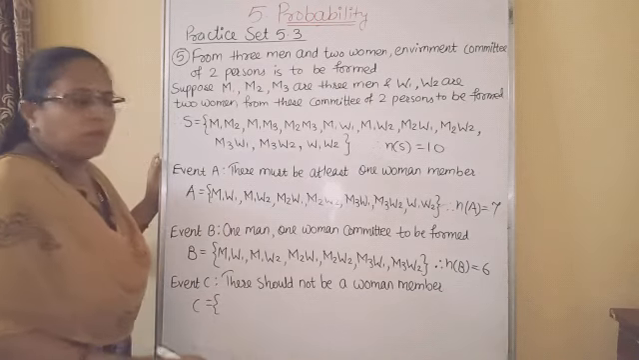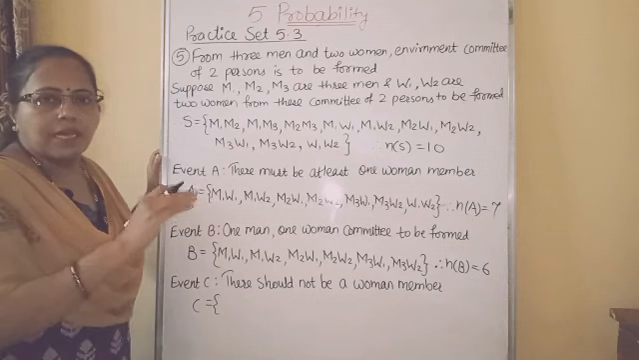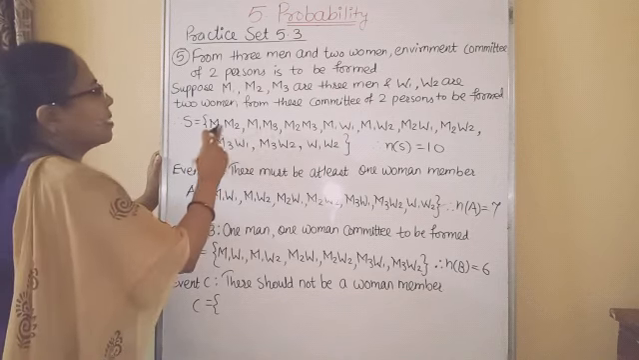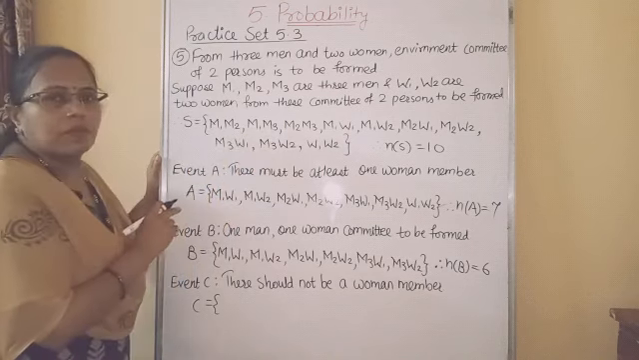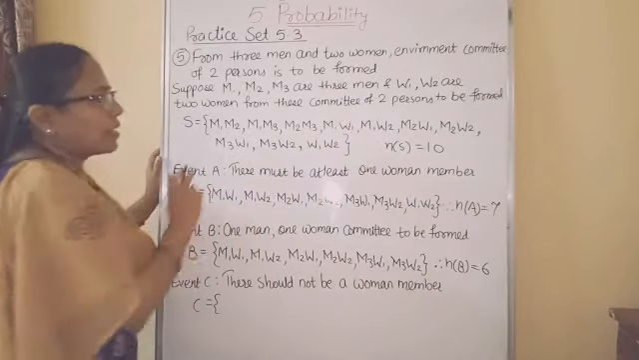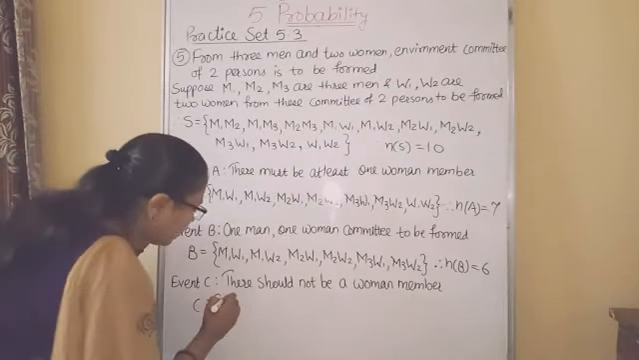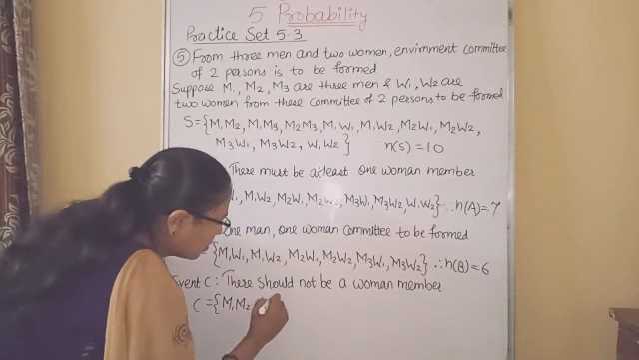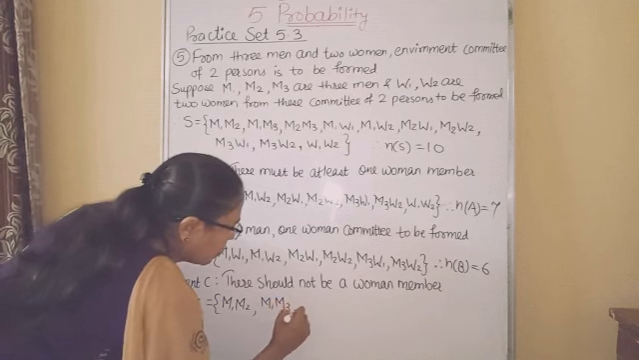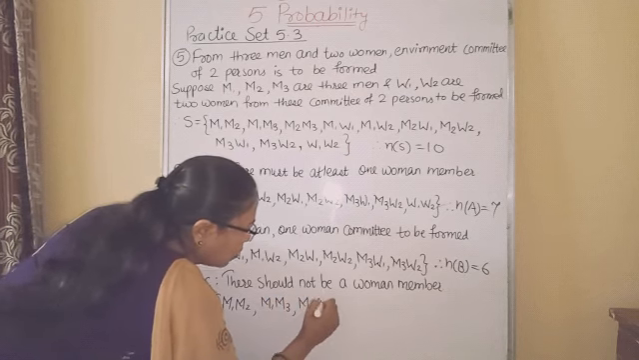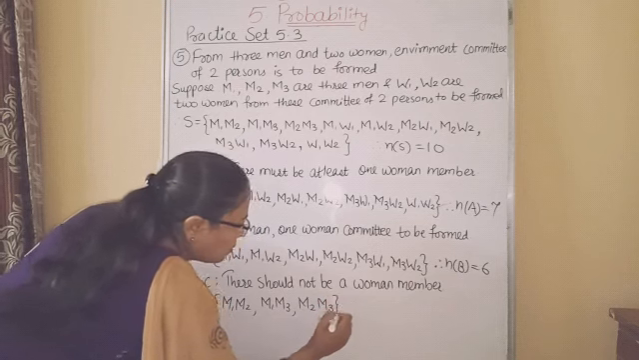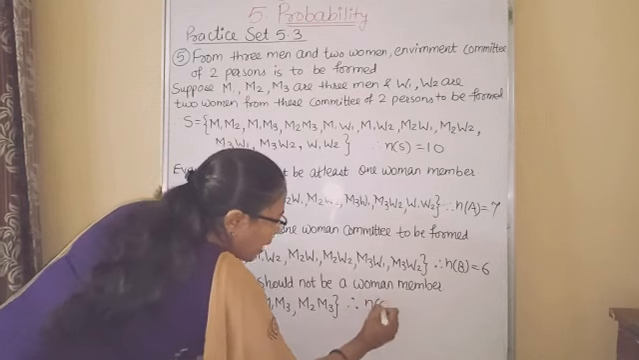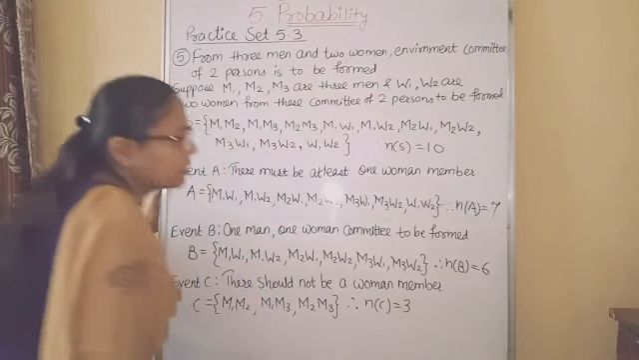there should not be a woman member. There are only men members. So we will take the first three results: M1 M2, M1 M3, M2 M3, because in the other committees women are there. M1 M2, M1 M3 and M2 M3. So these are the only three committees in which a woman member is not there. Therefore, n of C is equal to 3.